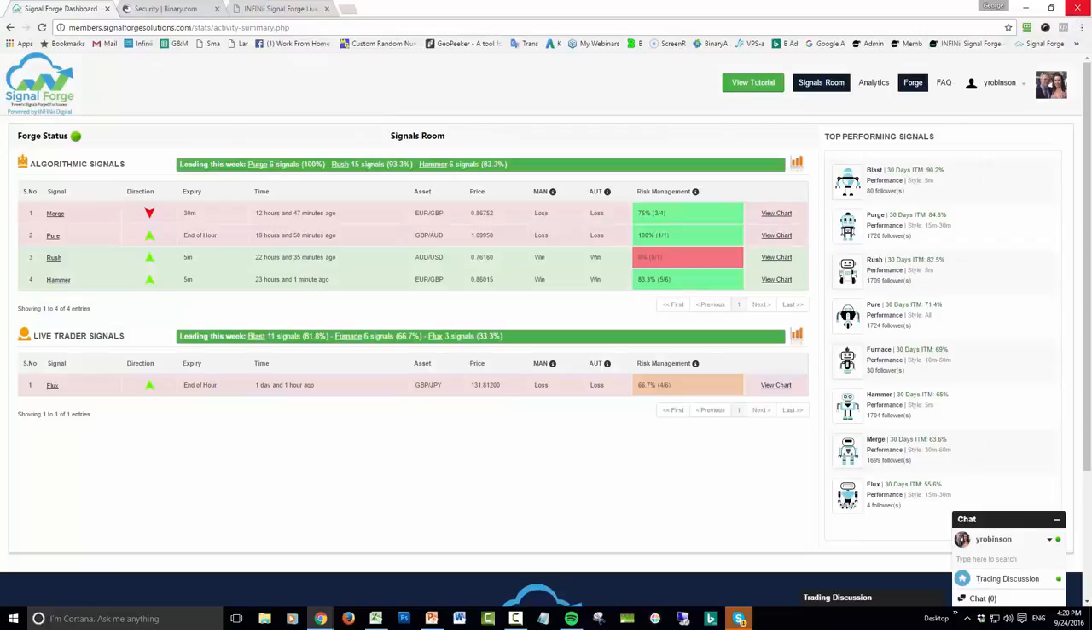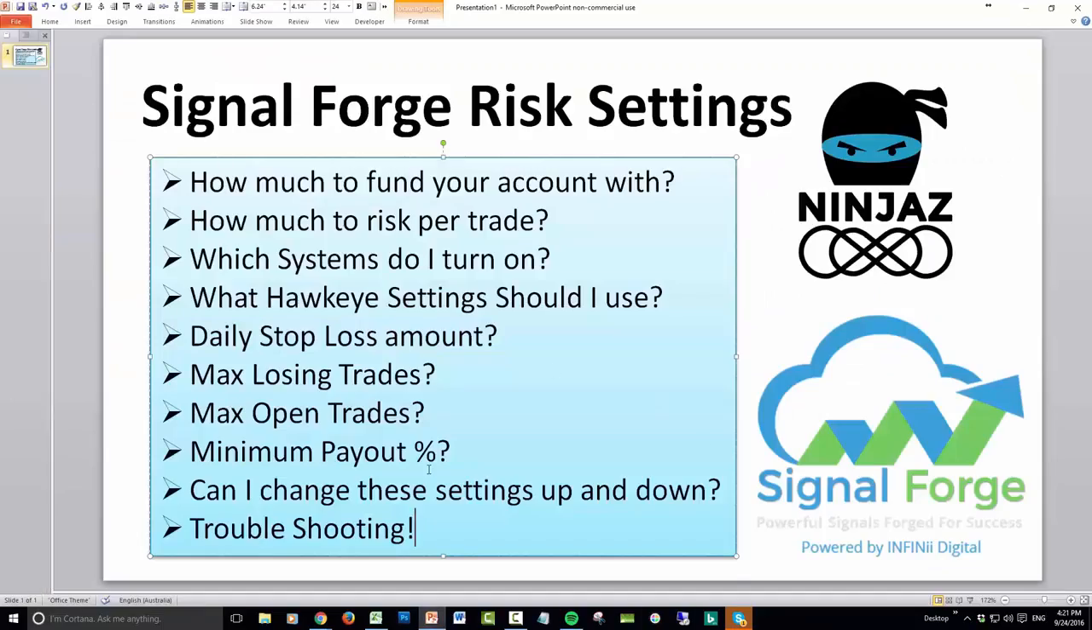troubleshooting steps. And of course, if you have any other problems that you can't work out, let us know in the Skype group and the Facebook group, and we will help you out. So that's about it. But remember, your funding and how much to risk per trade.